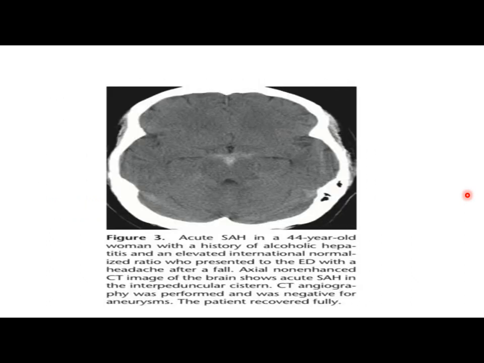In this case, we have acute subarachnoid hemorrhage in a 44-year-old woman with a history of alcoholic hepatitis and elevated international normalized ratio, who presents with headache after a fall, and the non-enhanced CT shows the subarachnoid hemorrhage in the interpeduncular cistern. This is perimesencephalic subarachnoid hemorrhage, and the interpeduncular cistern is the most common site of this type of subarachnoid hemorrhage.